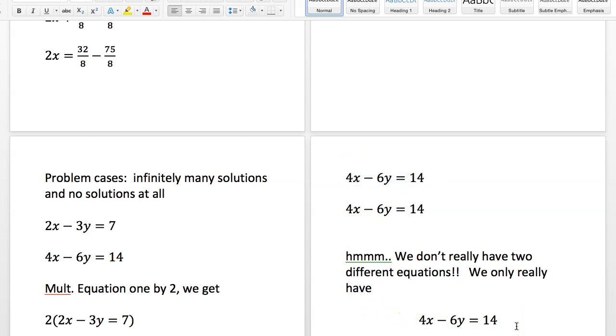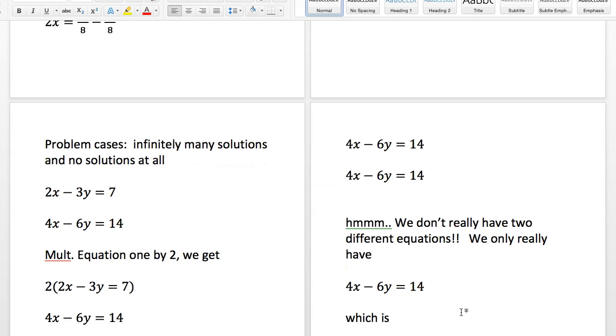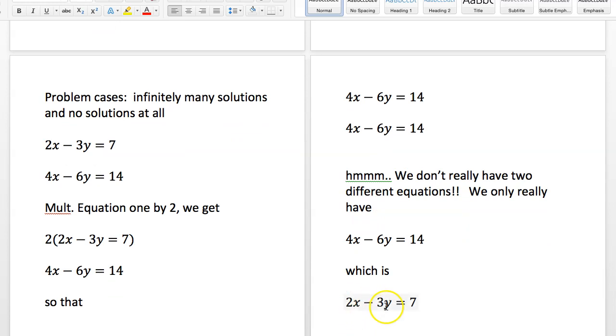So we really only have that, and it's good table manners to go ahead and divide both sides by 2. Let's divide everybody by 2. It's an equation, I can do that. So we really only have 2x minus 3y equals 7. But all that aside, we only have one equation, which is what's really important here.